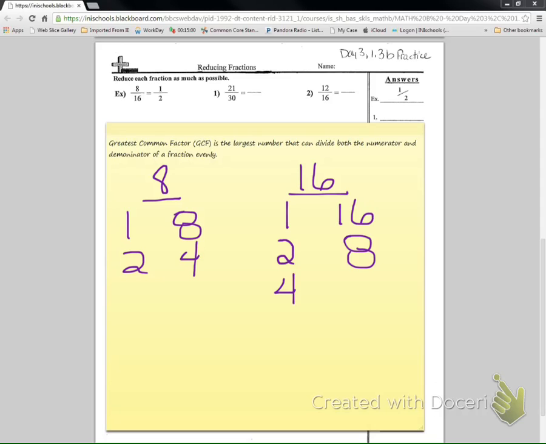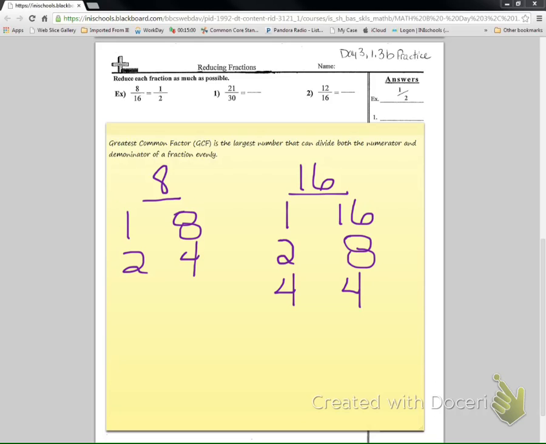How about 4? 4 goes into 16 4 times. And notice that there are no numbers between 4 and 4. It's the same number. So that's how I know I'm done. Those are all the factors of 8 and all the factors of 16.